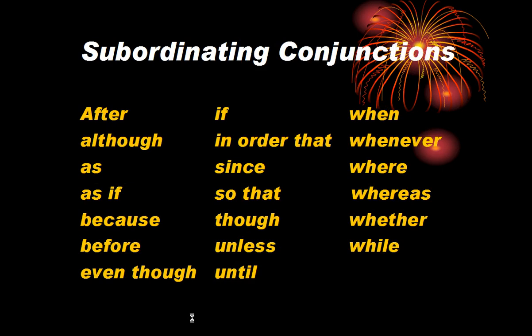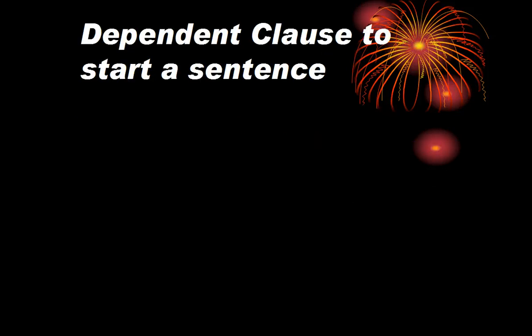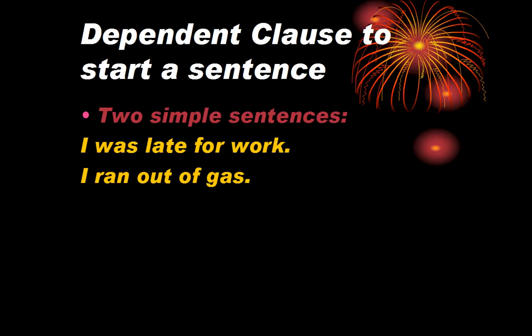Here is a list of subordinating conjunctions. You can also see a list on page 413 in your book, in the middle of the page. We're going to use these words to make independent sentences dependent. So let's do it at the very beginning. Let's start with two simple sentences. I was late for work and I ran out of gas.